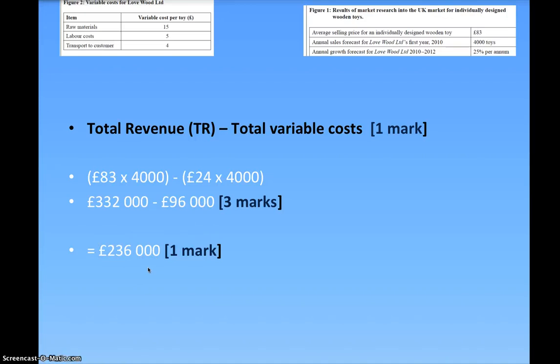Obviously the same answer, and you pick up your 5 marks in the same way, but you just need to choose which method you feel most comfortable with. And that's it done.